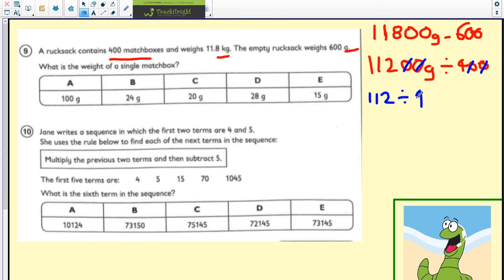112 divided by 4. And for this, I might do a bus stop, for example. Let's do it. So 4s into 1 don't go. 4s into 11 go 2 times, remainder 3. And 4s into 32 go 8 times. So the final answer, 28. So 28 grams per matchbox.